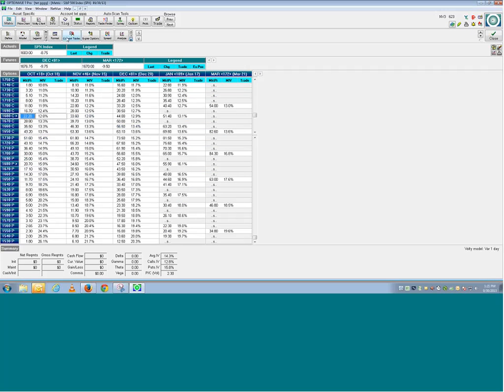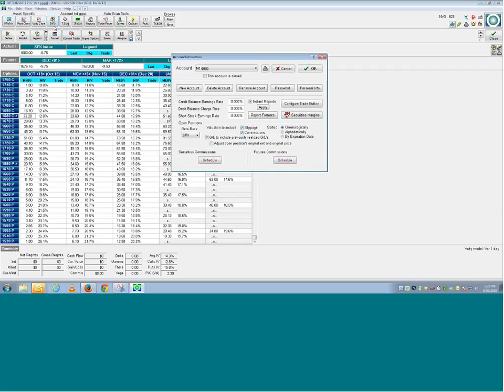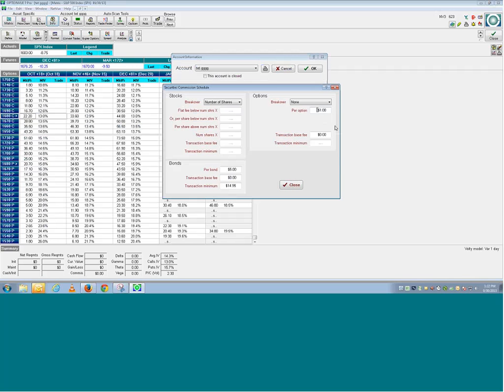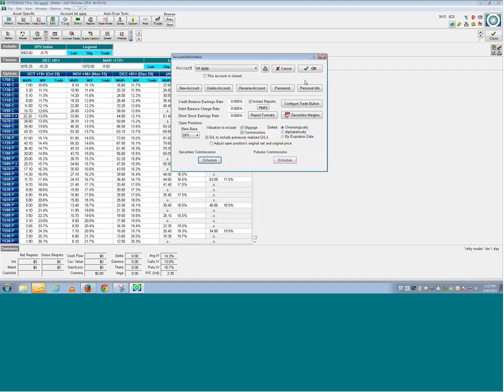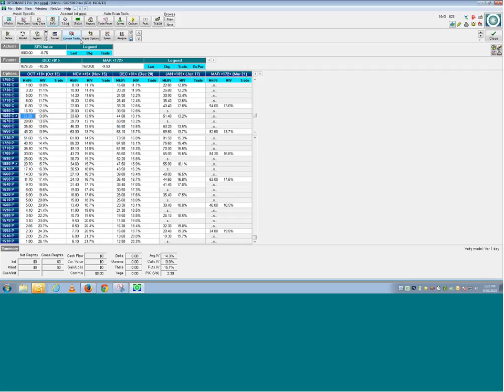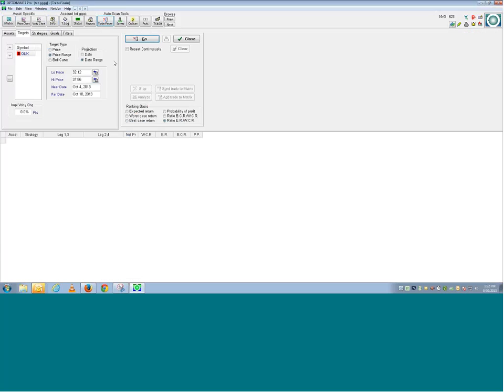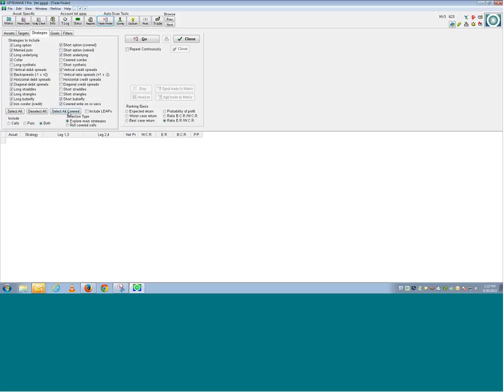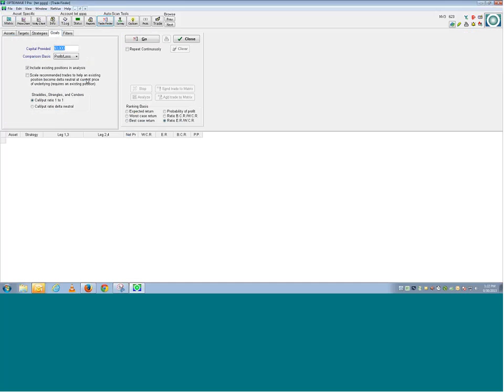Now the next thing we're going to do, I'm going to make sure that we have some commissions going on. Okay, so we're going to spend $1 a contract. And what you do is you go to TradeFinder here. We're going to bring in the SPX, go to the Assets tab, go to Targets. Our target box got imported in here automatically. Strategies, I'm going to use all covered type strategies. Goals, let's go ahead and just apply 3,000. Won't include any existing positions.